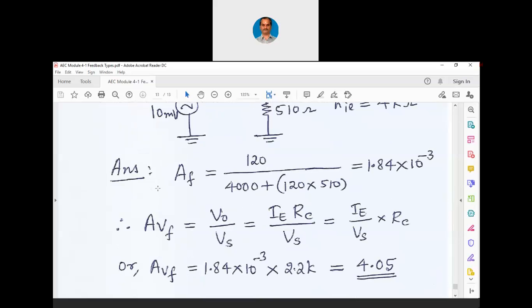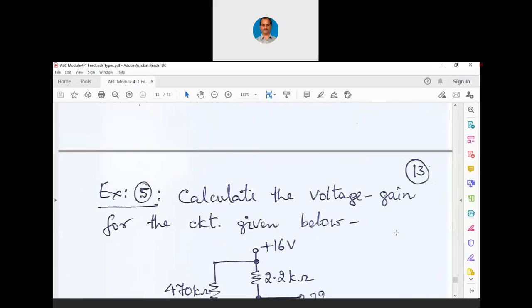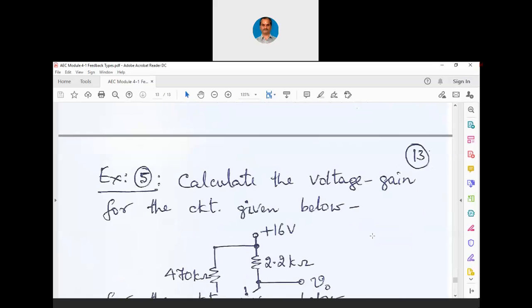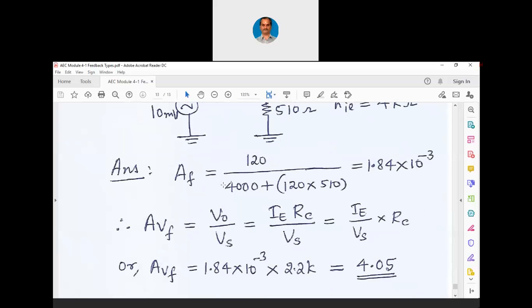Answer is AF is equal to 120 divided by 4000 plus 120 into 510. What is AF? AF is nothing but HFE divided by HIE plus HFE into RE. Substituting that, we get this value. That is, this is a transconductance. We get around 1.84 into 10 power minus 3.